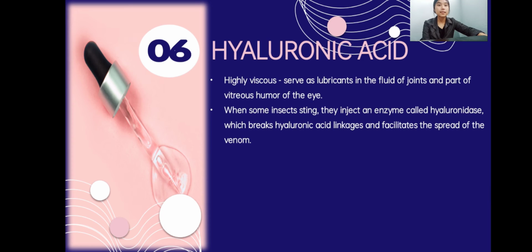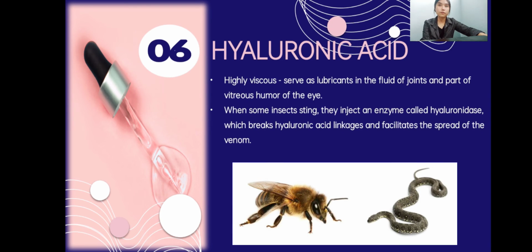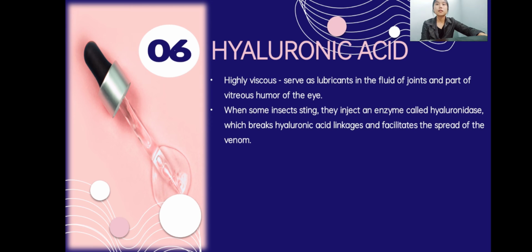So the hyaluronic acid is highly viscous and serves as a lubricant in the fluid of joints and as part of the vitreous humor of the eye. When some insects sting, they can inject an enzyme called hyaluronidase, which breaks hyaluronic acid linkages and facilitates the spread of the venom. Some common examples of this can be found in snake and bee venom. In the past, medical hyaluronidase was extracted from bovine or sheep testicles and used without purification.